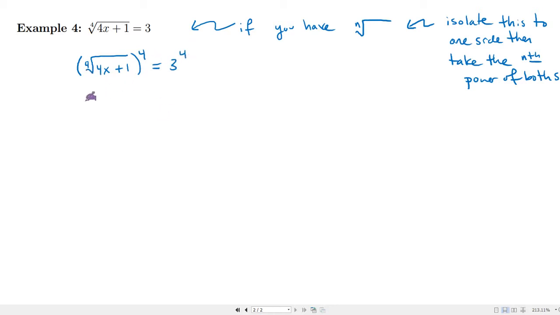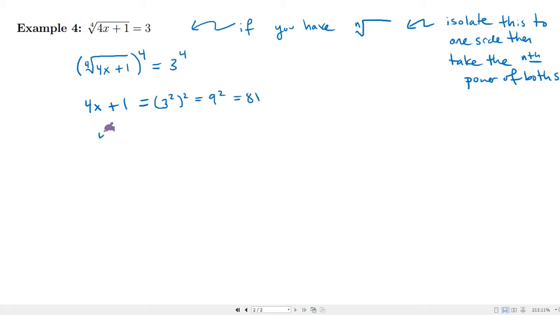So then what will this be? Well, we'll just get what's under the root, 4x plus 1. So it looks crazy at first, but by taking the fourth power, it becomes much simpler, right? And then this, what is this? Well, this is 3 squared squared. And we know that that's 9 squared, and that's 81.